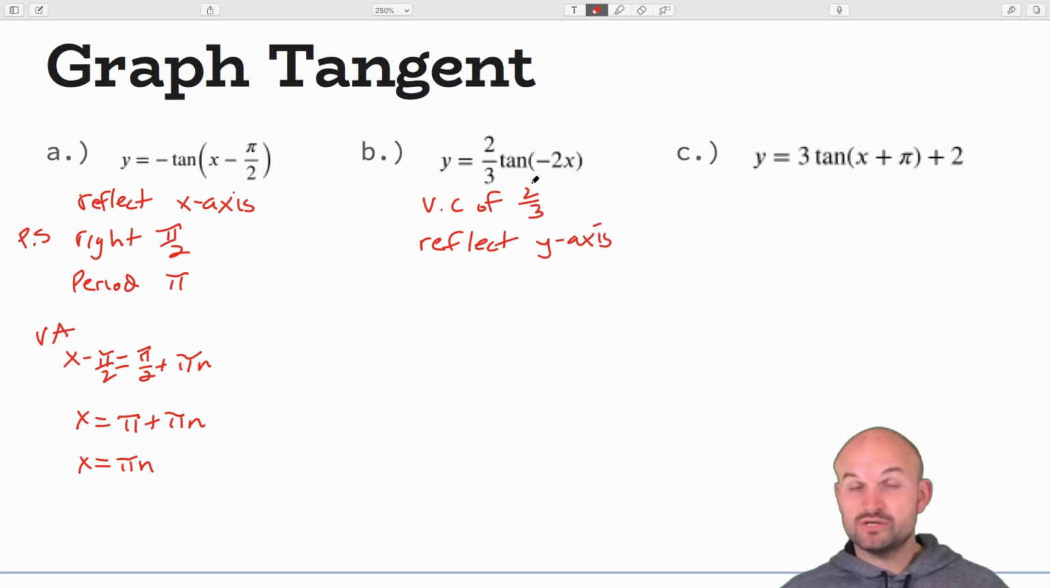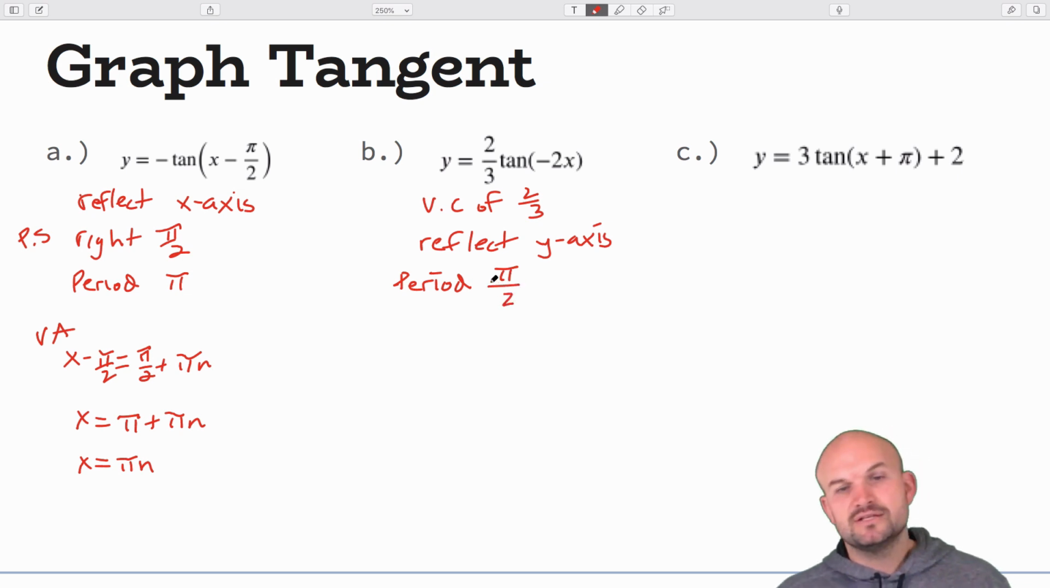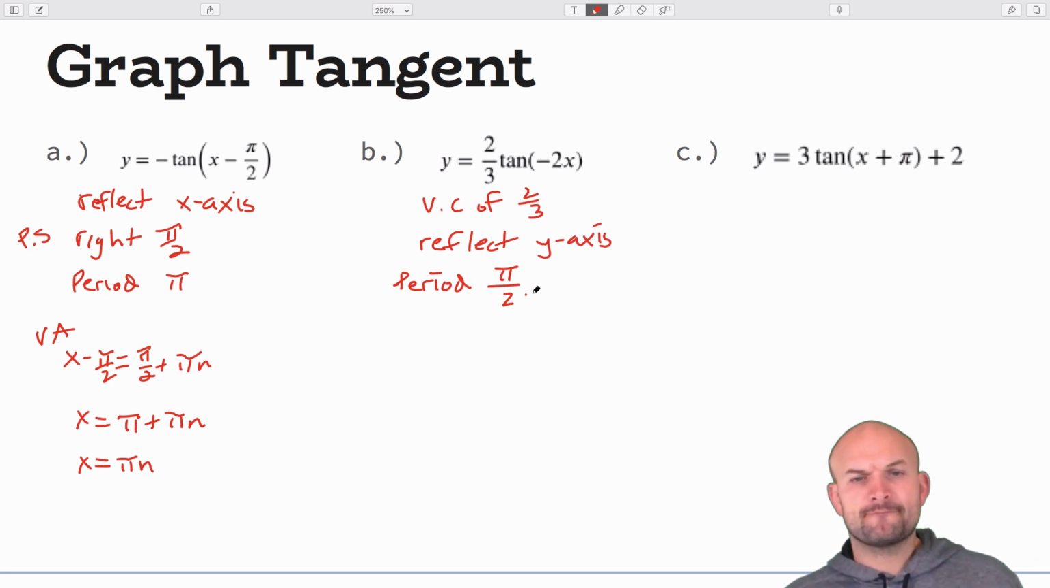We have this 2, so we know that's going to be horizontally compressing the graph, but we can just represent that with the period. So the period, again, is going to be pi divided by 2, not -2, because, again, remember, it's the absolute value. So pi divided by 2 is just pi halves. And then there is no phase shift and there is no vertical shift. So we're just going to leave it from there.